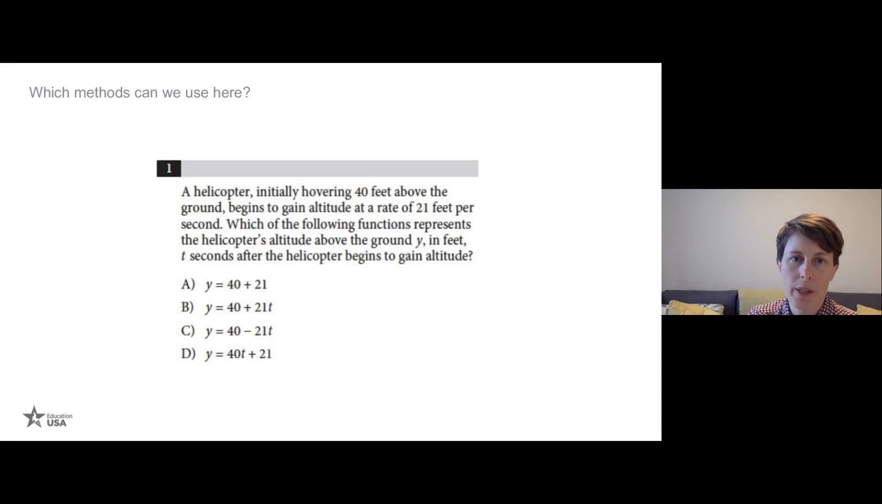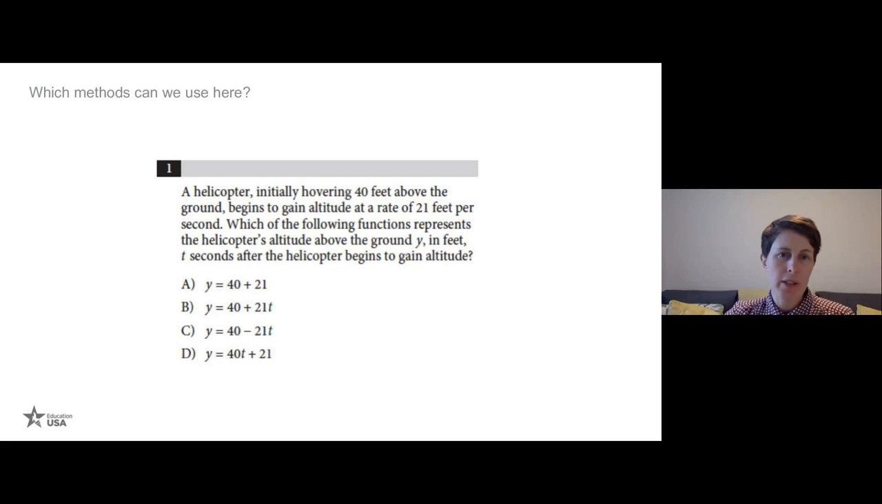All right, so for this particular problem, again, let's talk about what methods we can use here. A helicopter initially hovering 40 feet above the ground begins to gain altitude at a rate of 21 feet per second. So I suggest drawing, right? Draw a little helicopter. It doesn't have to be very detailed. It could be a circle. Draw the ground. Make it 40 feet. It begins to gain altitude at a rate of 21 feet per second. It's nice to have a little visual so that you know you're using the correct logic and the correct math as you work through the problem.